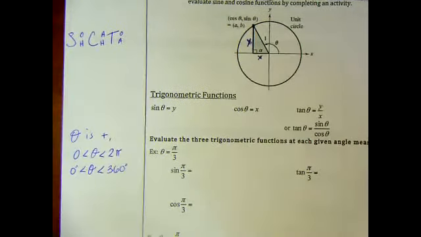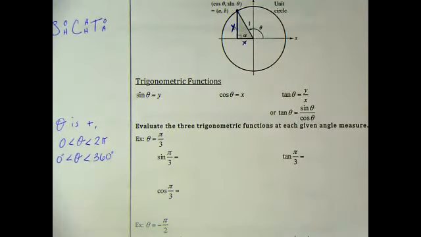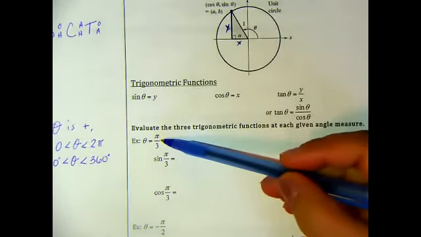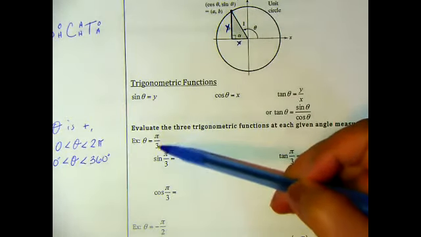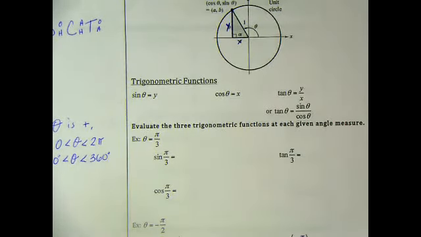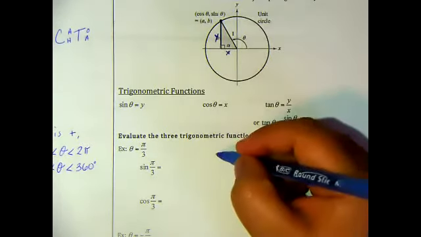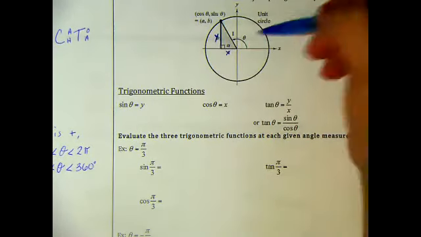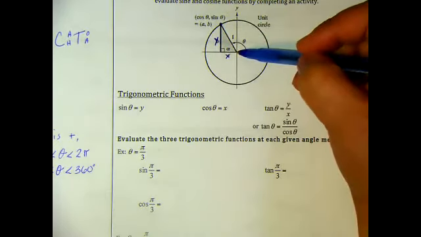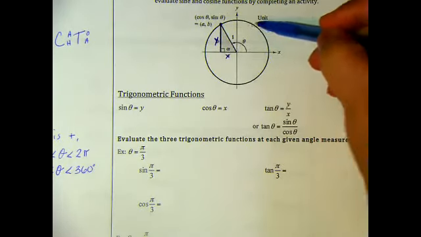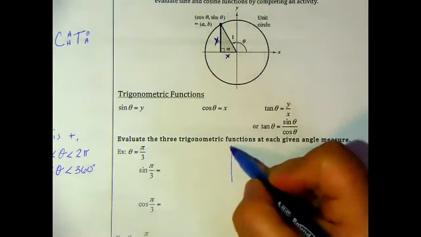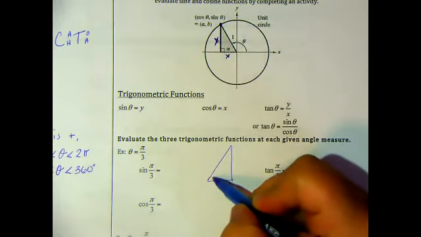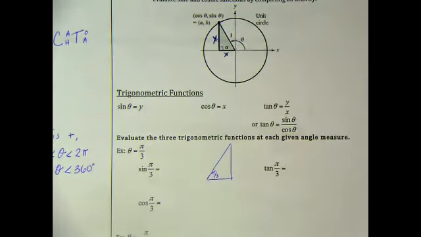All right. So we want to evaluate 3 trigonometric functions at each given angle. We're given that theta is pi over 3 here. And pi over 3 in our unit circle is about here. So then our theta will end up being somewhere like this, and we'll have our right triangle here. Our theta is going to be right here.